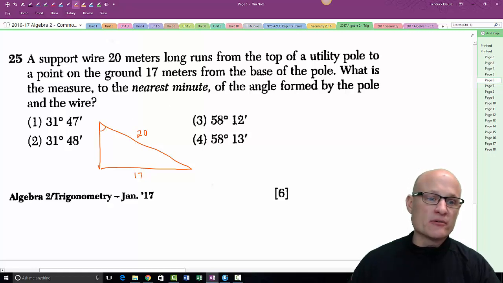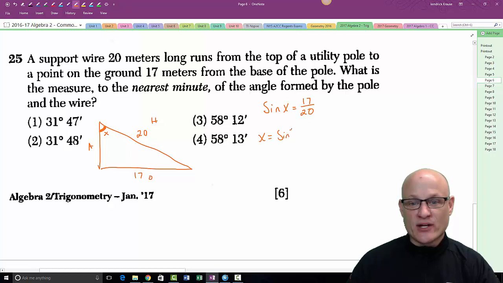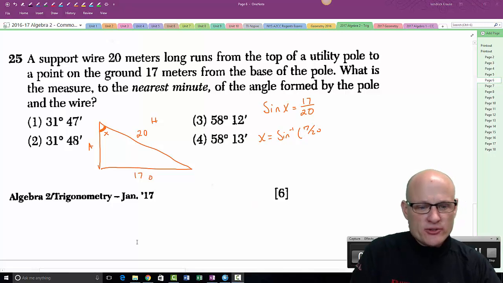Oh, up here. Oh, they're looking for this, the pole and the wire. They don't ask that often. That's kind of tricky. All right, so we're going to look for this. If that's the angle, this is the hypotenuse, this is opposite, and this is adjacent. So O and H is sine. So sine of x is equal to 17 over 20. So I have to do inverse sine of 17 over 20.